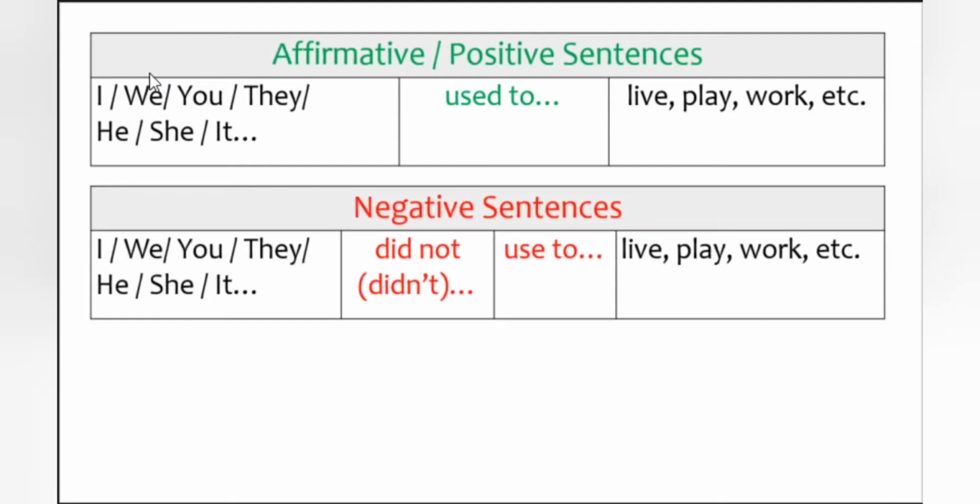Next, how to make negative sentences. First, yung mga subject. Followed by did not or didn't. Kasi nga, negative. Tapos, used to. You will notice that yung use, wala ng D. D is removed. Kasi nga, may did na. So remember, pag ginamit sa sentence ang did, yung main verb, base form na rin.